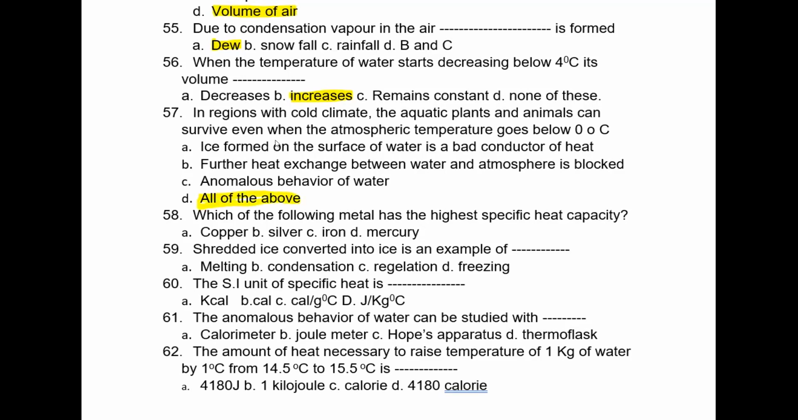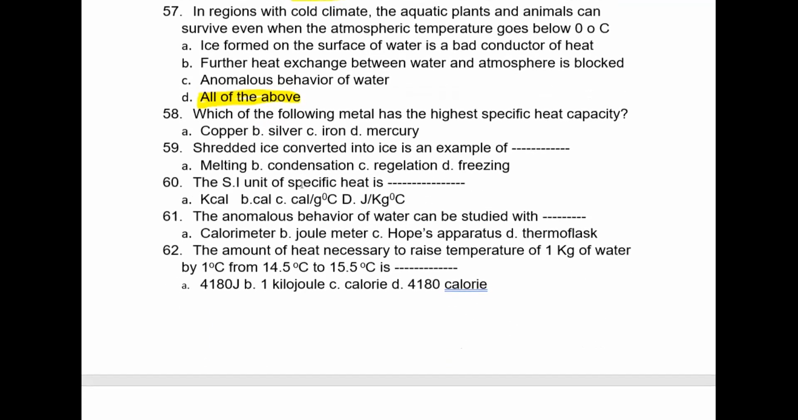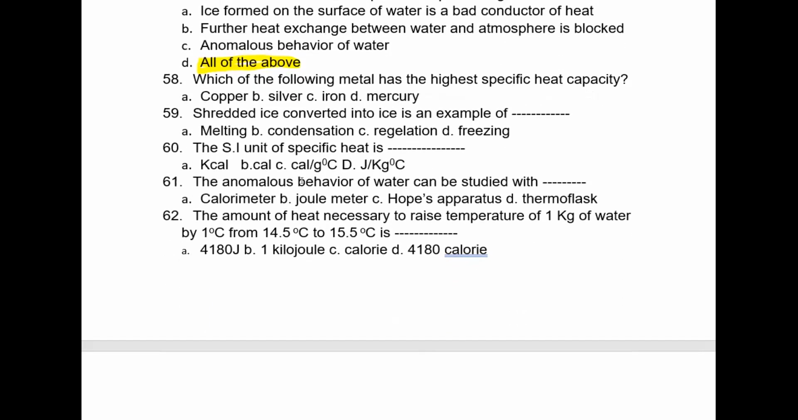Next question is, which of the following metals has the highest specific heat capacity? Copper, silver, iron, mercury. We know that iron has the highest specific heat capacity. Option C is the correct answer. Shredded ice converted into ice is an example of dash: melting, condensation, regelation, freezing. It is an example of regelation.